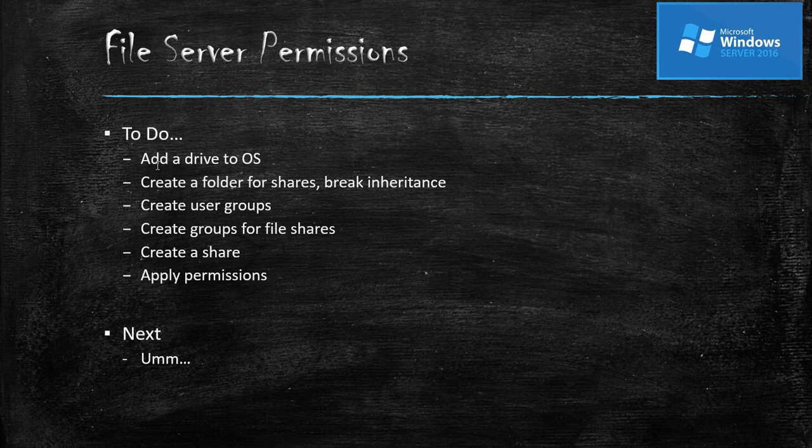What we want to do this time is add a drive to the operating system, create a folder for shares, and learn about breaking inheritance. We'll create user groups. We'll create groups for file shares. We'll create at least one share and then apply permissions for the users and groups to those shares.